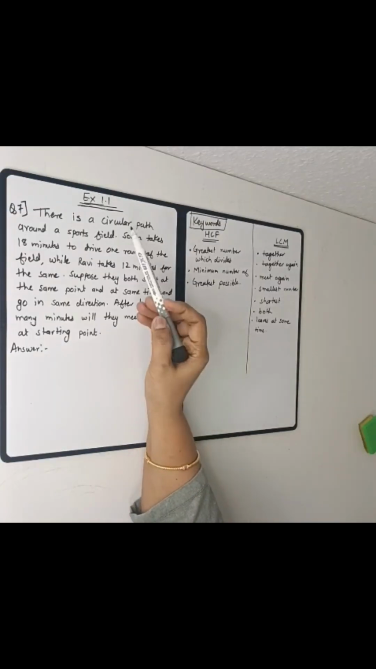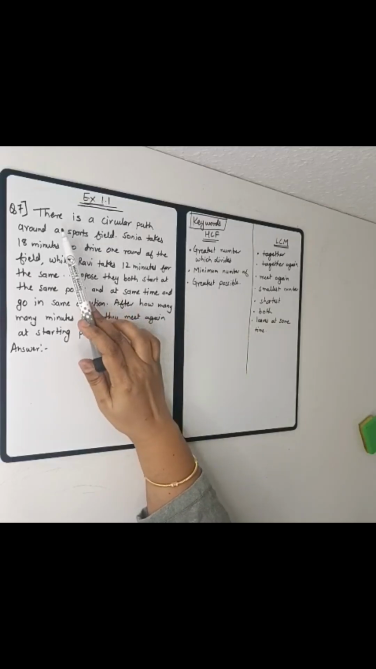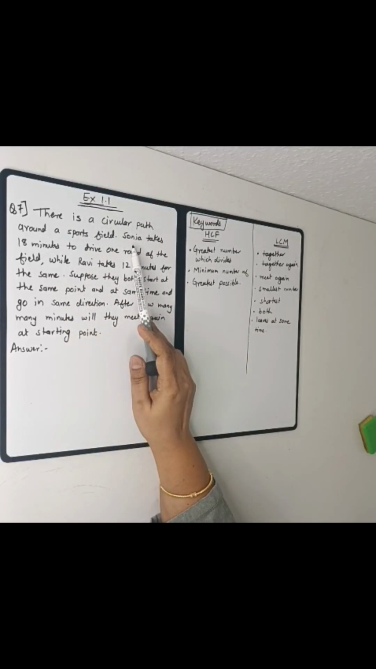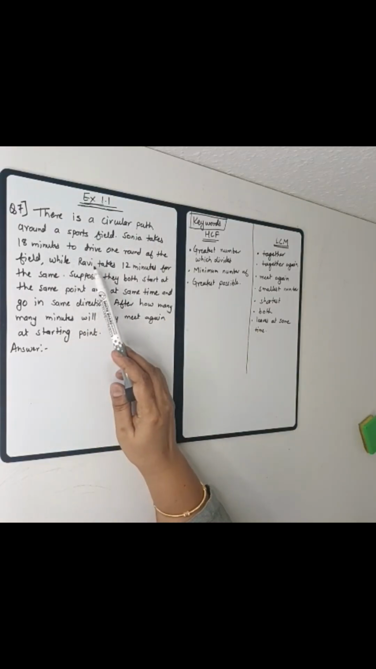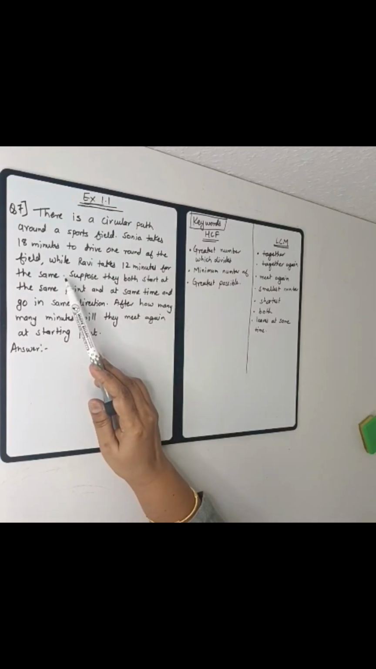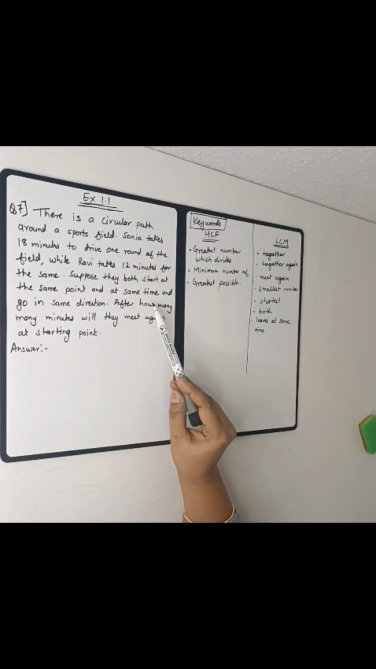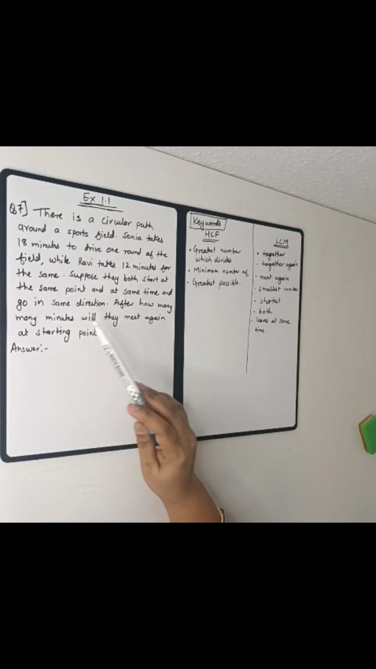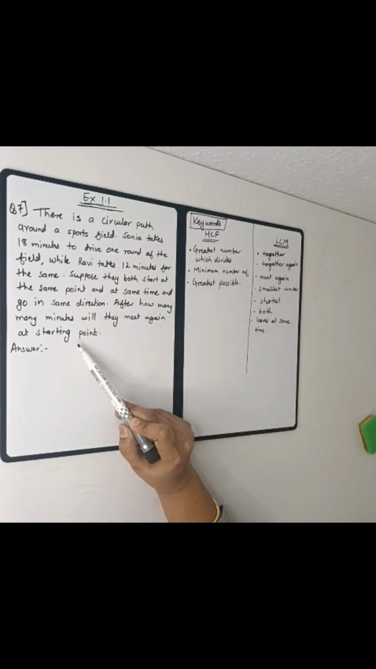Okay, now let's go for the last sum of exercise 1.1. We'll read the sum first. There is a circular path around the sports field. Sonia takes 18 minutes to drive one round of the field, while Ravi takes 12 minutes for the same. Suppose they both start at the same point and at the same time and go in the same direction. After how many minutes will they meet again at the starting point?